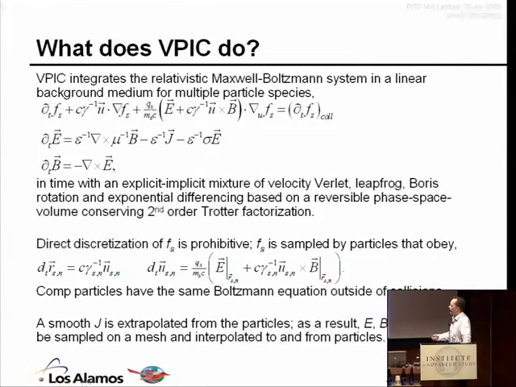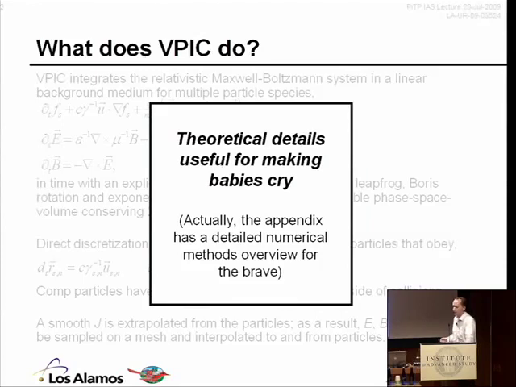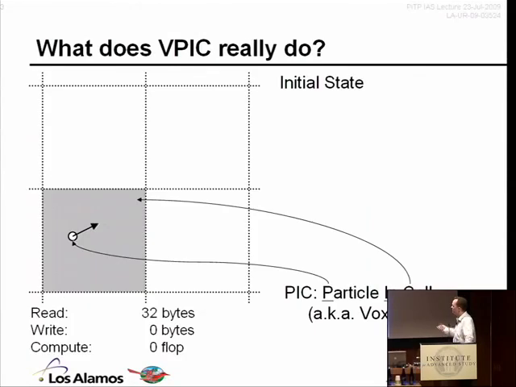And then in practice, we extrapolate a smooth J, and because of Nyquist's theorem, we know that if J is smooth, we can sample it on a mesh, and we can interpolate that back and forth to the particles. But this explanation is mostly useful for making babies cry, although with this audience, there's enough people here who would actually get this explanation. So if you want, we can go into a lot more detail, particularly at the end, on the numerical methods that are used in VPIC.